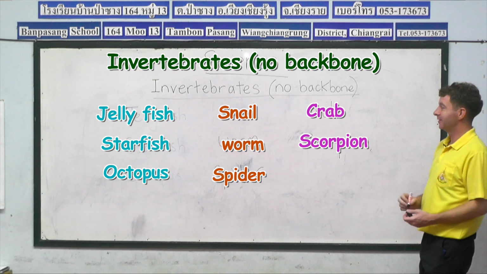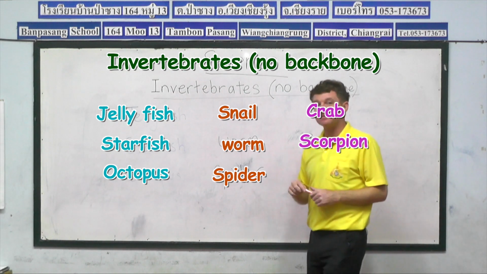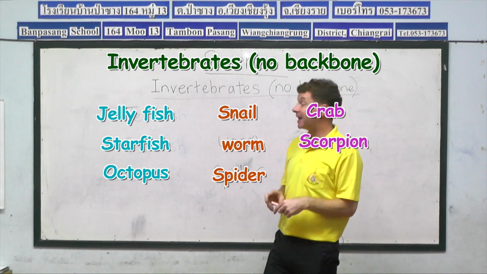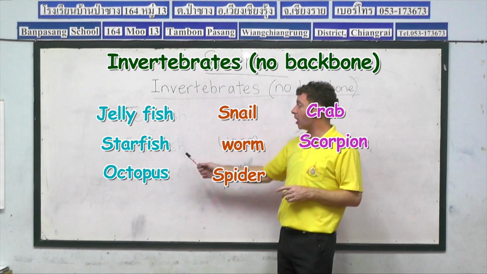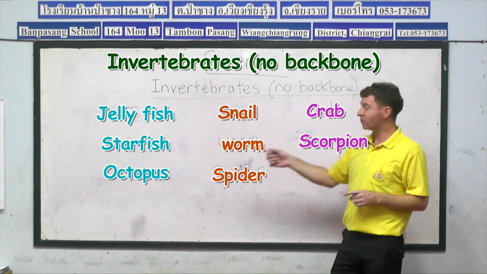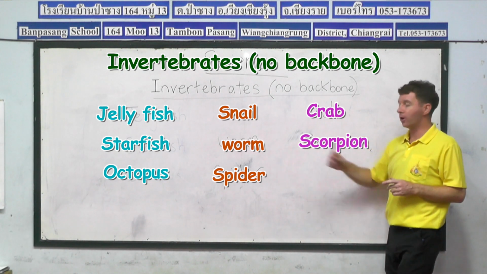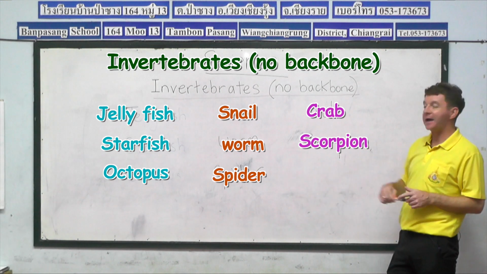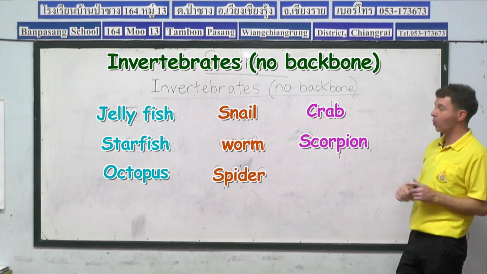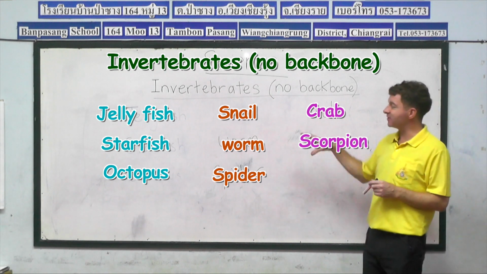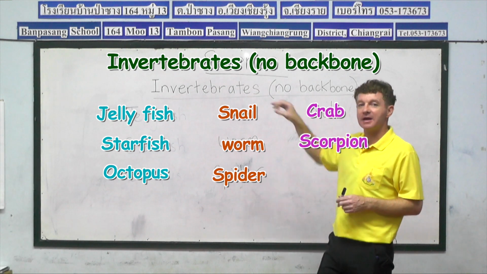S-C-O-R-P-I-O-N. Some brilliant examples of invertebrates, so well remembered from the last lesson. Let's say them all together one more time. Jellyfish, starfish, octopus, snail, worm, spider, crab, and scorpion. 8 different animals that all belong to the one category, invertebrates.